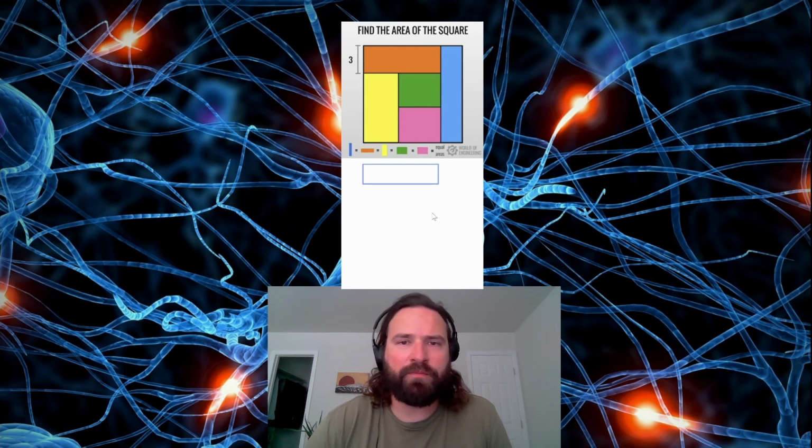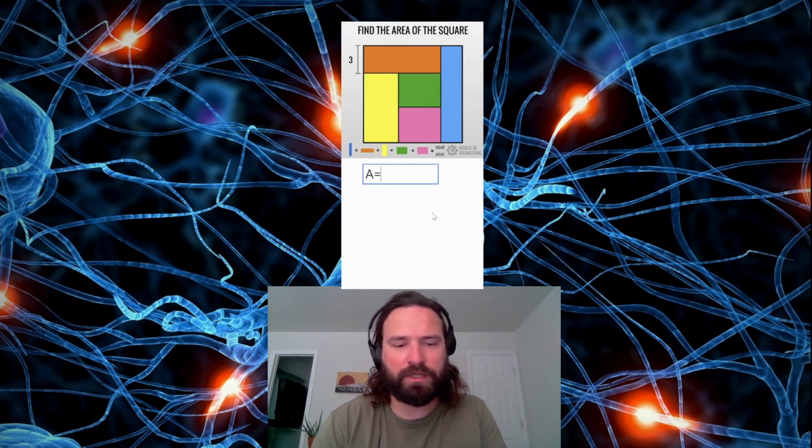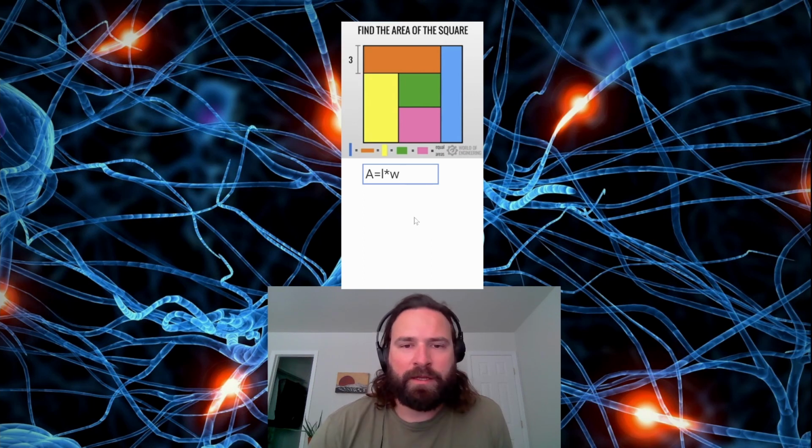So given that this problem is dealing with area and all of the shapes in this puzzle are rectangles, it seems pretty important that we would have the formula for area of a rectangle, which is just area equals length times width. And we're only given information about one of these rectangles, so maybe if we could figure out the area of this rectangle, we could figure out the area of the whole thing, was my first thought process.